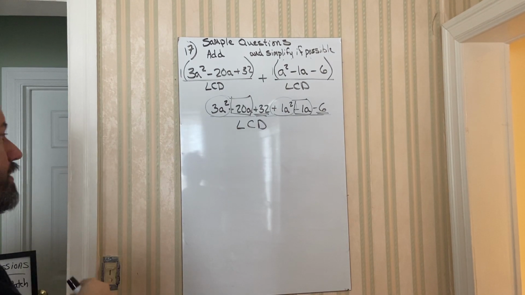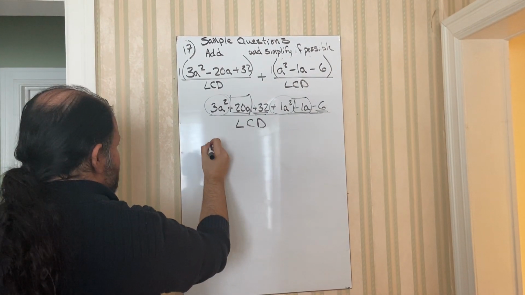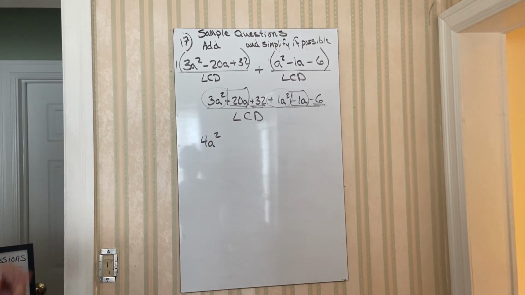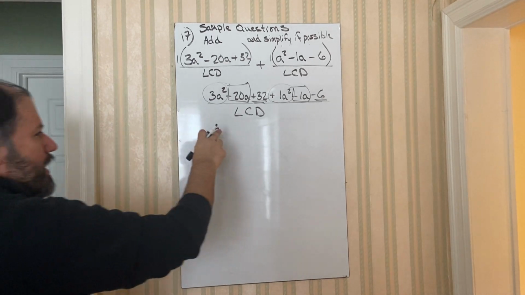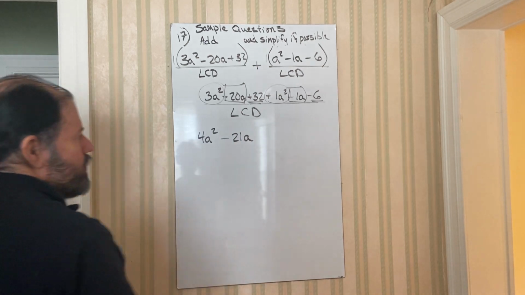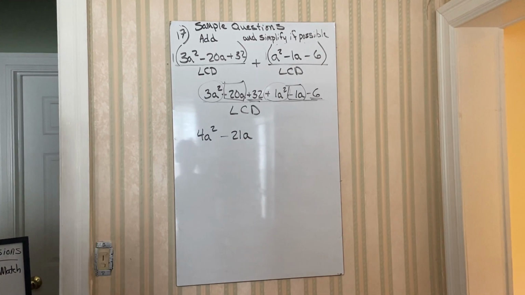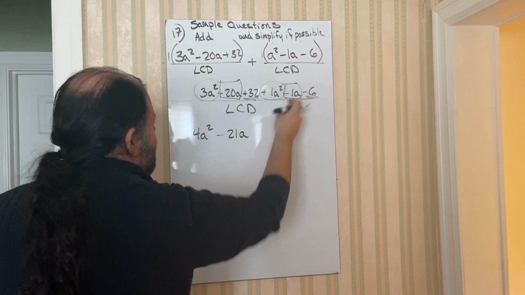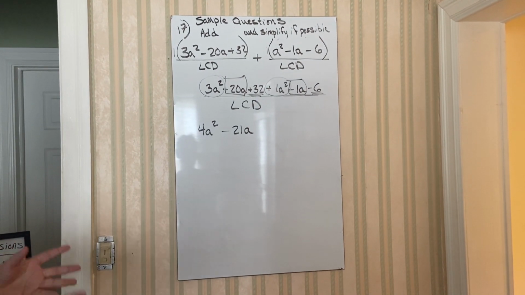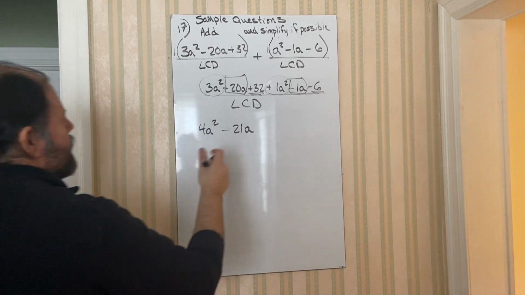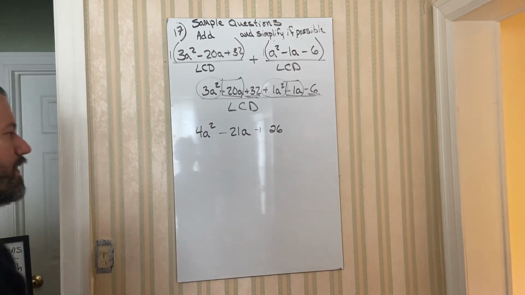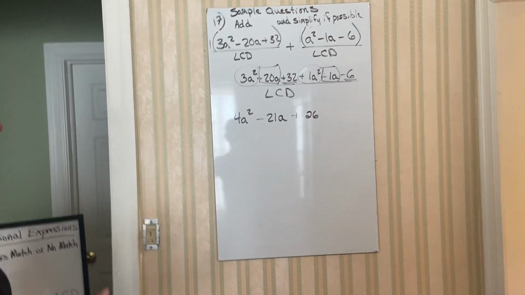So let's go 3a squared plus 1a squared. 2 positives you add, you get 4a squared. Remember, it keeps the same variable part. A squared stays a squared. Negative 20a, negative 1a, negative 21a. 2 negatives, same signs you add. And then a positive 32 and a negative 6. Here you're going to actually have to do subtraction. So when you take away 6, you're going to be left with 26. And it's all over the LCD.